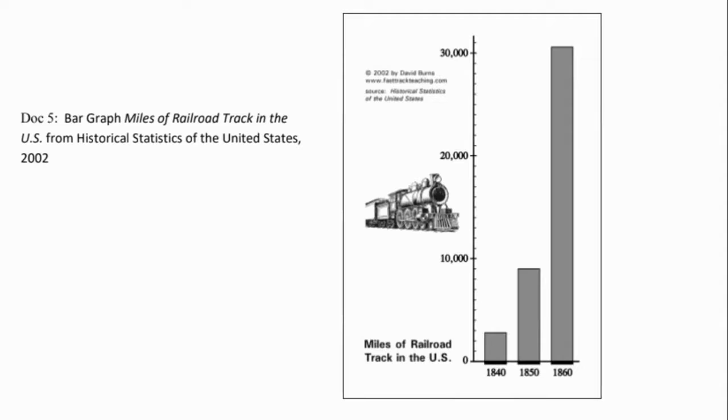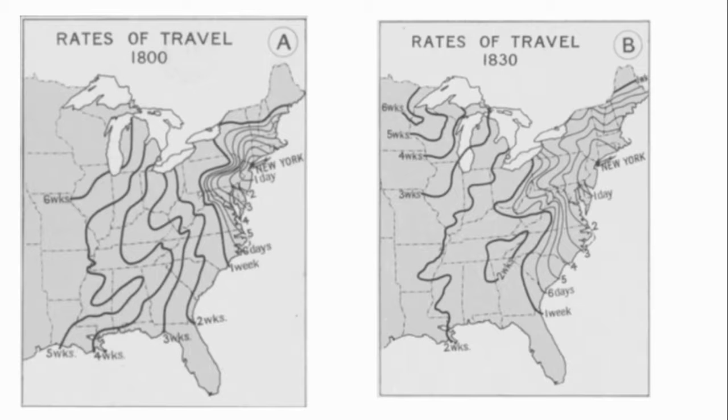Next document is a simple bar graph, miles of railroad track in the U.S. And finally, I'm going to throw in a challenge here because I bet you've never seen a time map. And that's what this is, a time map. Because rate, in the context of these maps here, rate means a measure of time.